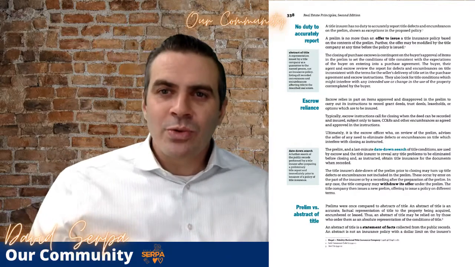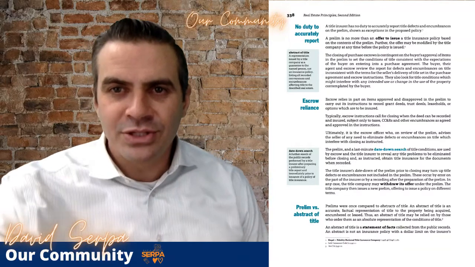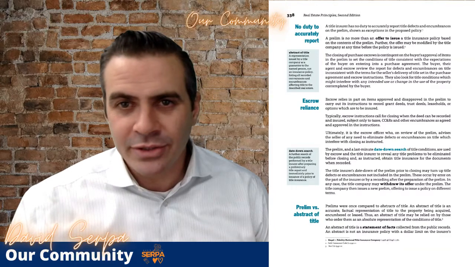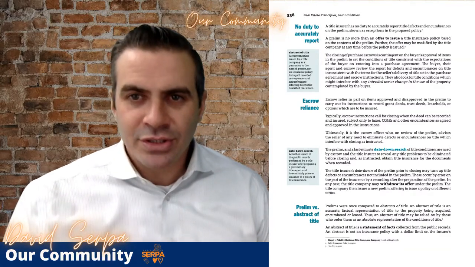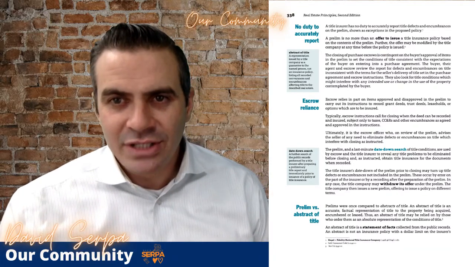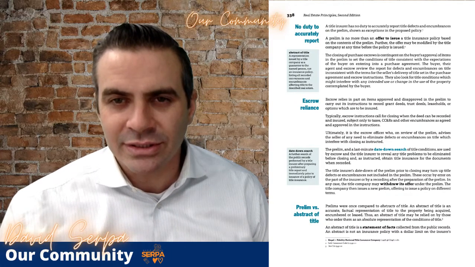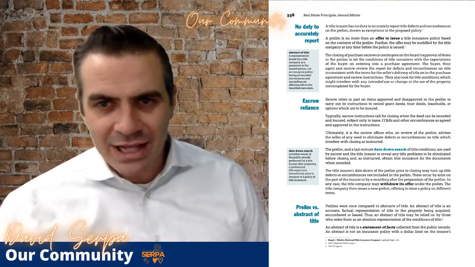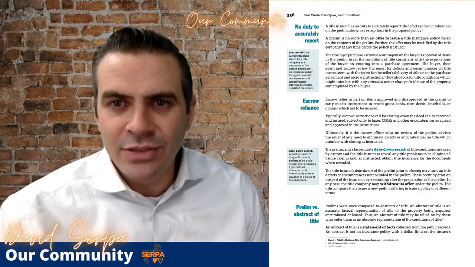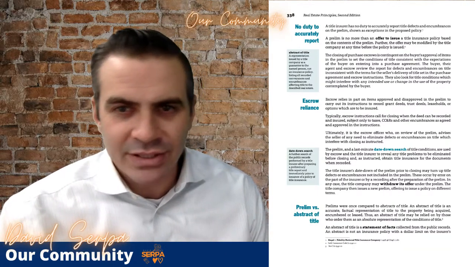Escrow reliance. Escrow relies in part on the items approved and disapproved in the prelim to carry out its instructions to record grant deeds, trust deeds, leaseholds, or options which are to be insured. Typically, escrow instructions call for closing when the deed can be recorded and insured, subject only to taxes, CC&Rs and other encumbrances as agreed and approved in the instructions. Ultimately, it is the escrow officer who, on review of the prelim, advises the seller of any need to eliminate defects or encumbrances on title which interfere with closings as instructed.